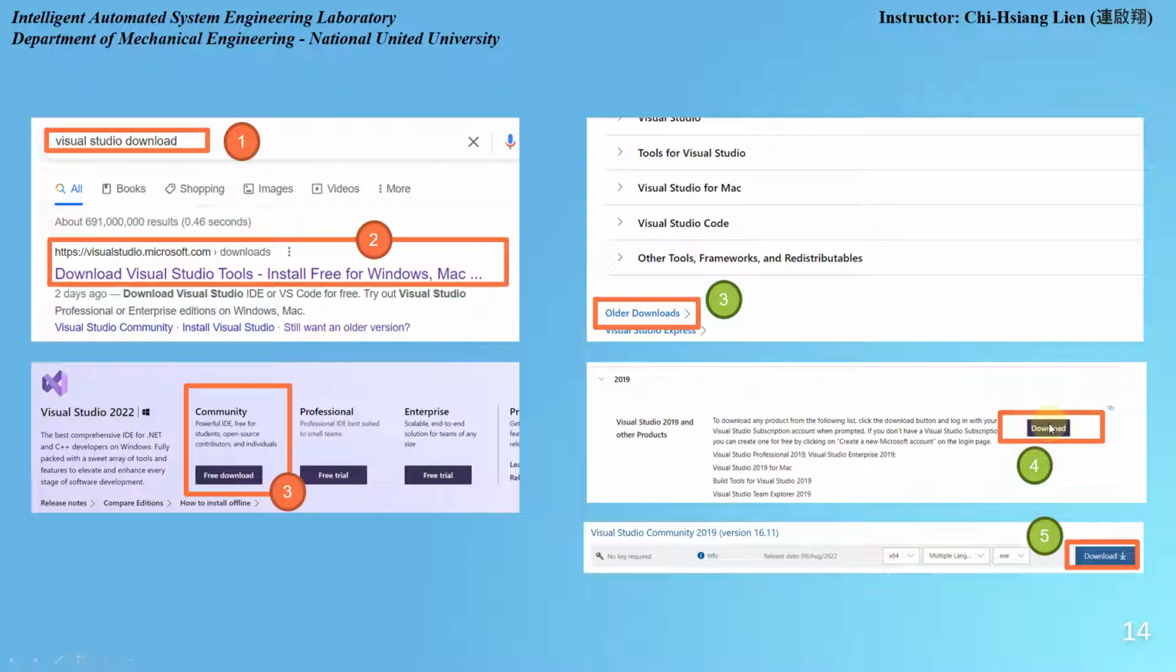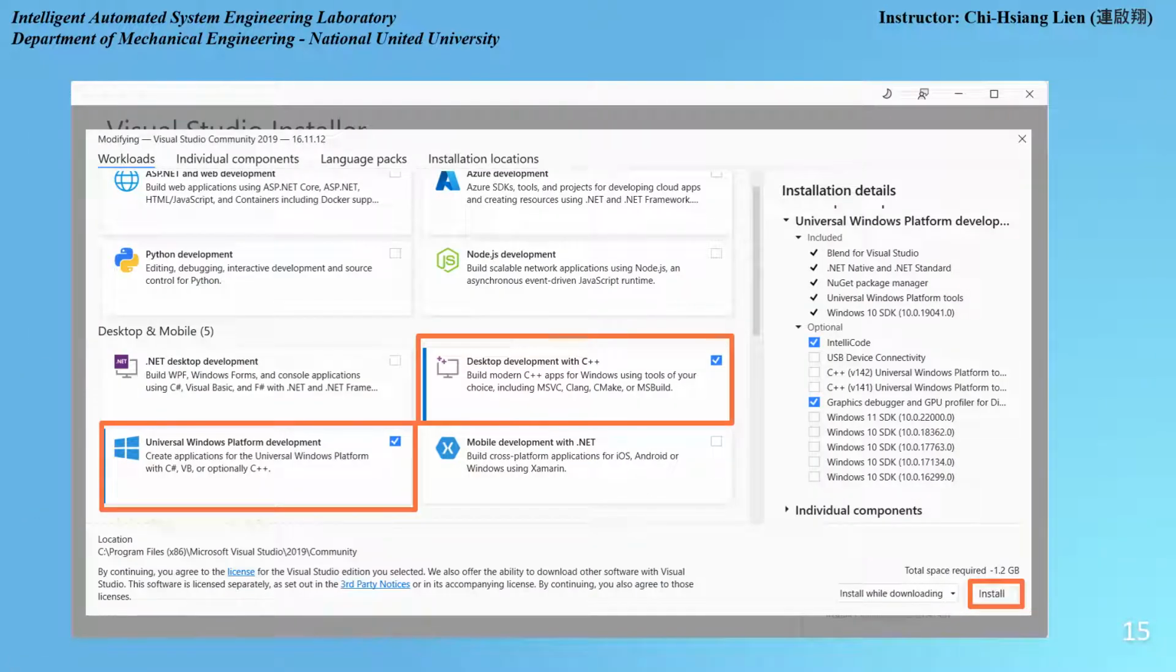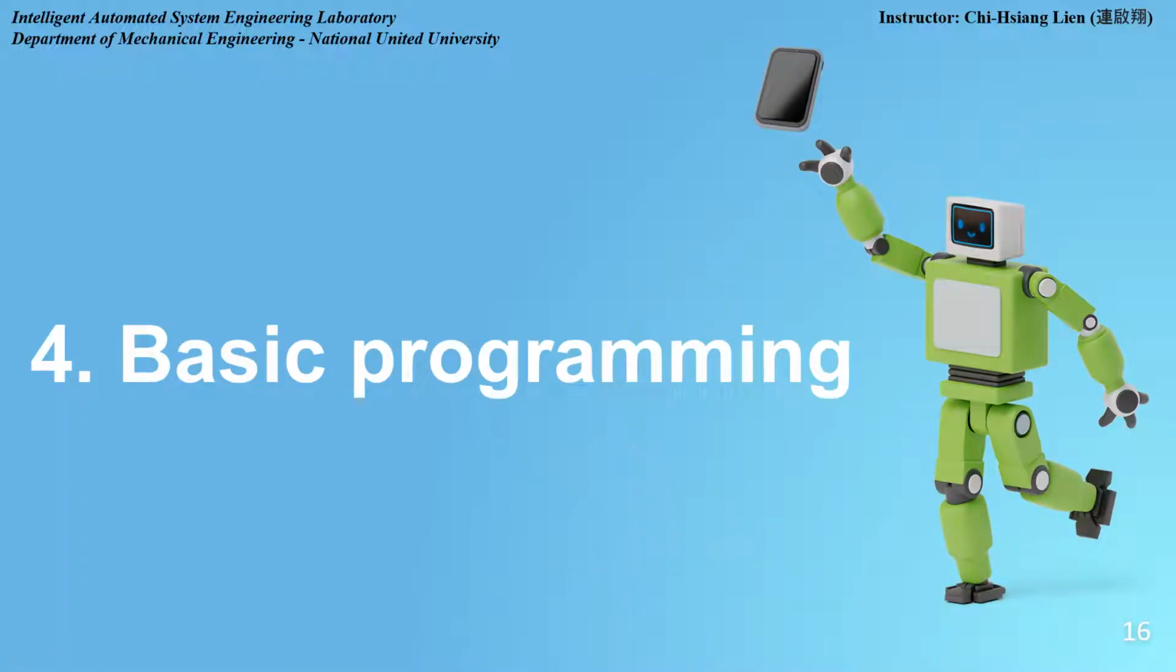And you click download and choose the Visual Studio Community free version, and then you click download. And when the download is done, you open it, and then you click on desktop development with C++ and Universal Windows Platform development, and then you click install. So that's all for how to install Visual Studio, and then we move on to basic programming.